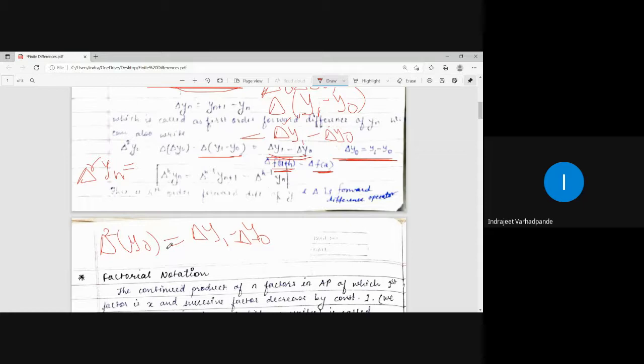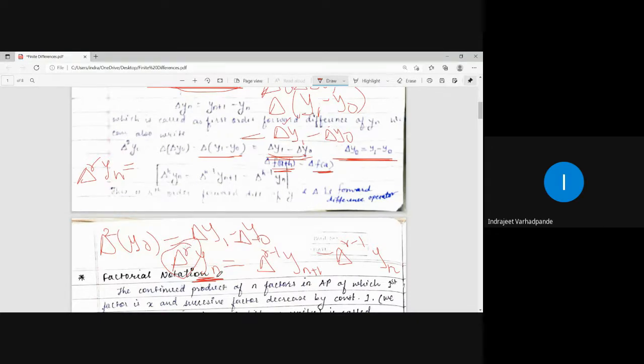So in general, delta r yn will be delta r minus 1 of yn plus 1 minus delta r minus 1 of yn, which is called the rth order forward difference of yn. Compare, put the value of r as 2 and n as 0.